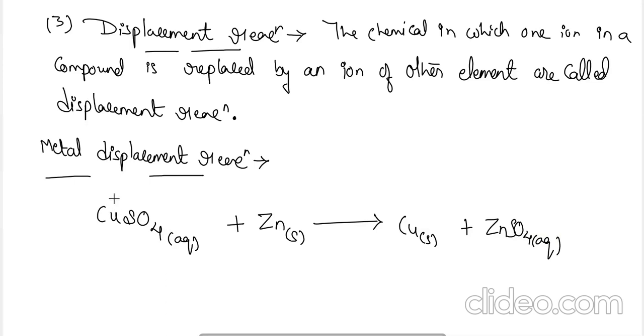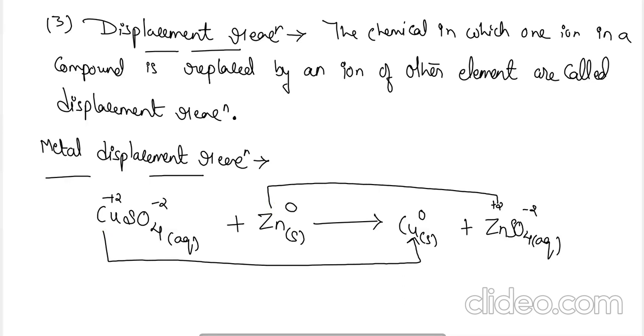In copper sulfate, copper has a +2 oxidation state and sulfate has a -2 oxidation state. Zinc is a monatomic solid, so it has 0 charge. Similarly, the oxidation state for copper on the product side is 0, and zinc has +2 and sulfate has -2. Sulfate has no change in its oxidation state. The copper's oxidation state has decreased, while the zinc's oxidation state has increased.